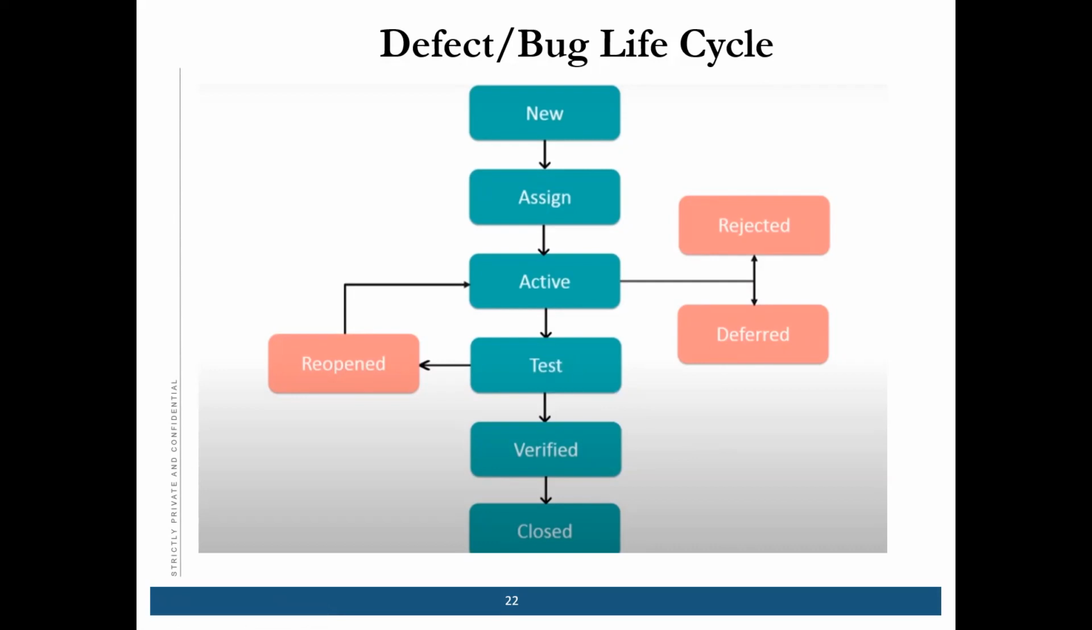Clear, everyone? In between, there is one more status, right? After assign, it will go to the developer. It will be an open status and then it will be fixed. They will put it as fixed. Then it will go to the tester and the tester will do the retest.